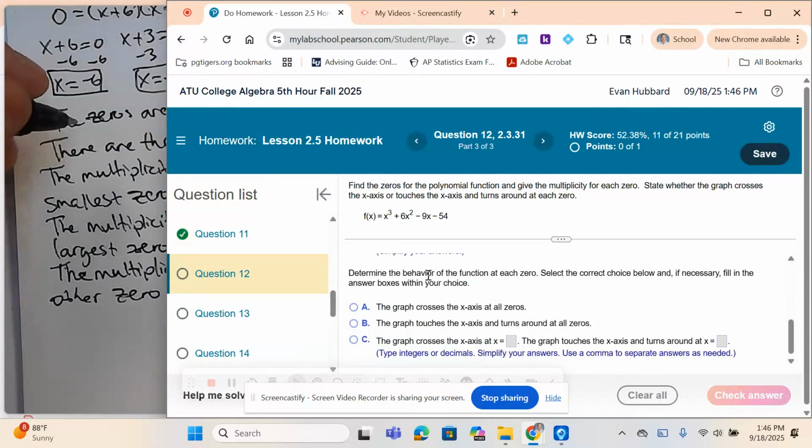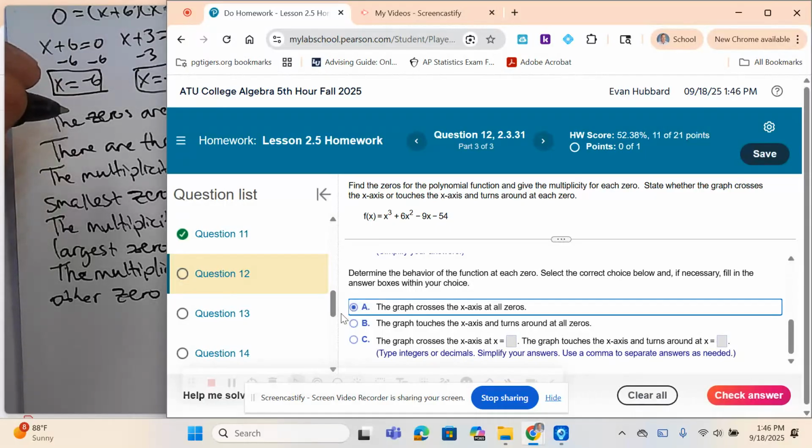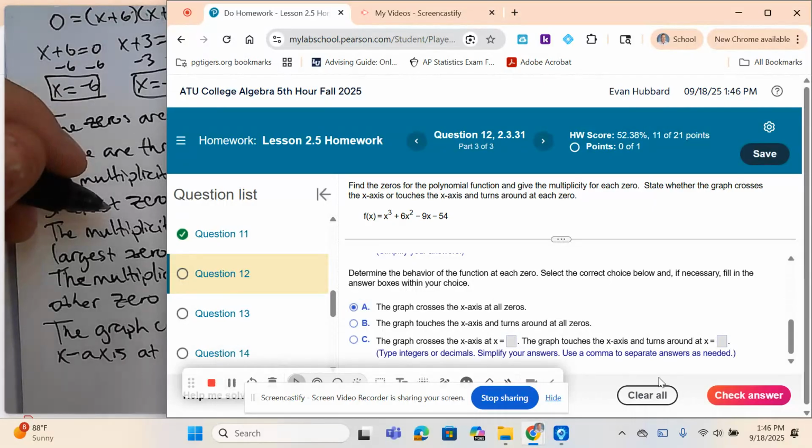So determine the behavior of the function at each zero. Well, since they all have a multiplicity of 1, the graph is going to cross the x-axis at all zeros. All right.